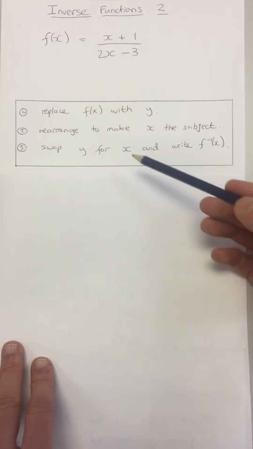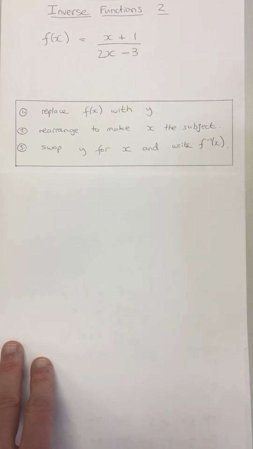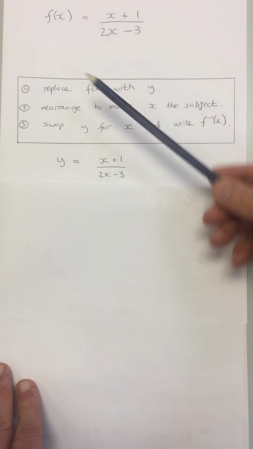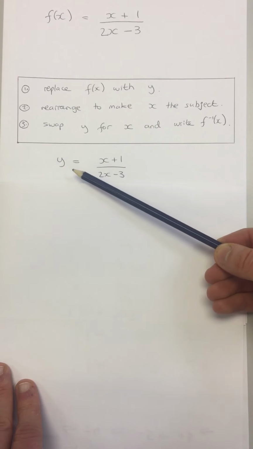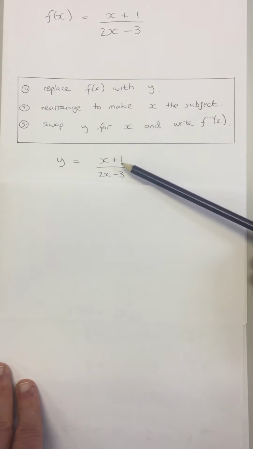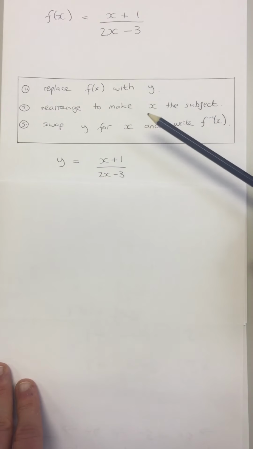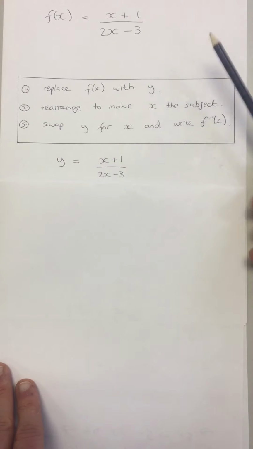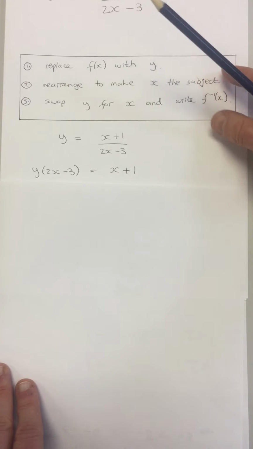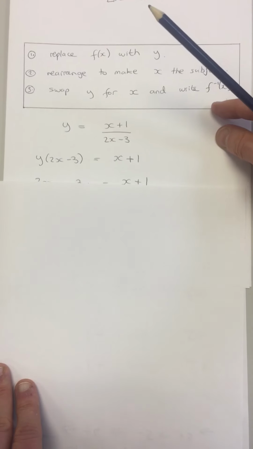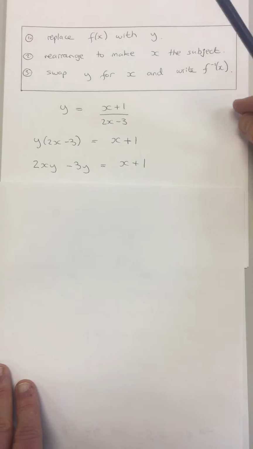So let's do each of these steps for this function. So step number 1, I've replaced the f of x, and I've just written a y instead. Everything over here is exactly the same. So that's step 1. I'm just writing a y there instead. Step 2, I'm going to rearrange to make x the subject. So the first thing I'm going to do, multiply both sides by the 2x plus 3, which gives that. I am then going to expand the brackets to give that.